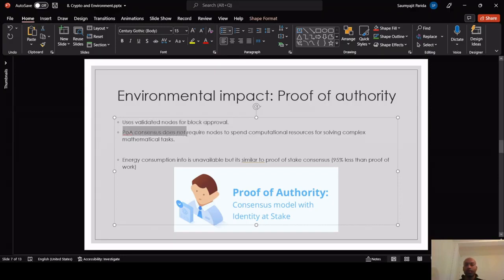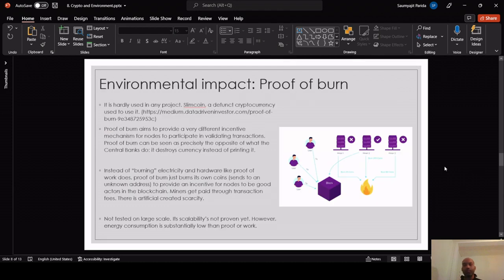Proof of authority consensus doesn't require nodes to spend computational resources for solving mathematical tasks. Energy consumption is similar to proof of stake, that is 95% or 98% less than proof of work. Good. Proof of burn. Shiba Inu is going for this. Well, it is hardly used in any project. Slimcoin, a cryptocurrency, used it in the past. I have given this reference for the viewers to see.